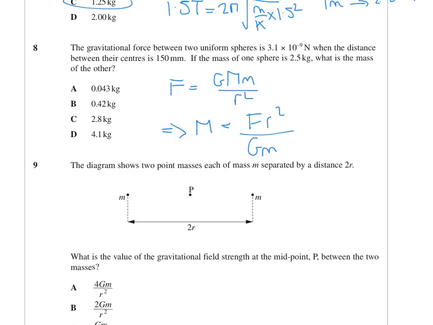So 3.1 times 10 to the minus 9 times 150 times 10 to the minus 3 squared, so convert into meters, divided by 6.67 times 10 to the minus 11 times 2.5, leaving us with a mass of 0.418, and so on. So that's going to round to 0.42. So we finally got one that's not C.